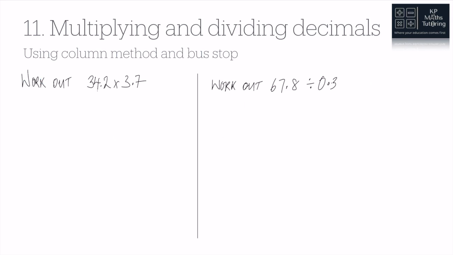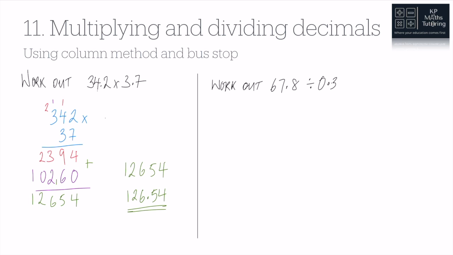Okay, so that's 10 key things we've gone through. The next one here is just about multiplying and dividing with decimals. So column method, 34.2 times 3.7. What you do is get rid of the decimals, so it actually becomes 342 times 37. Work it out as normally you would.